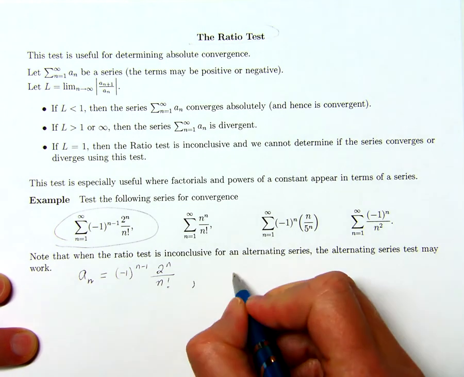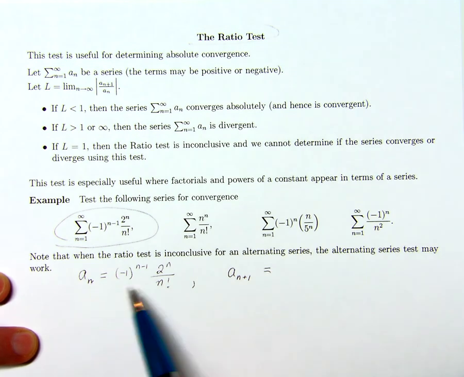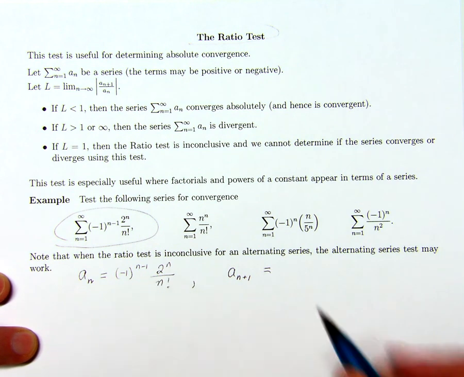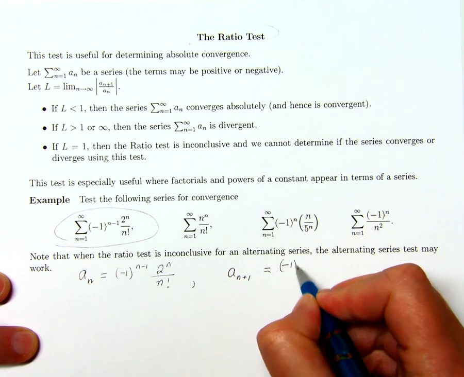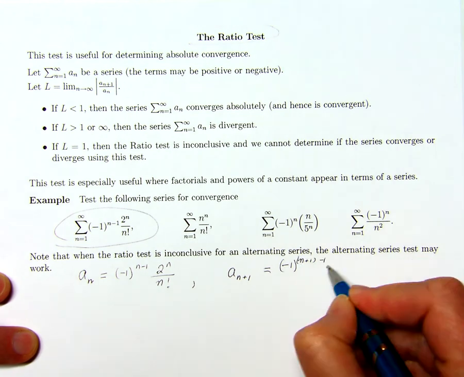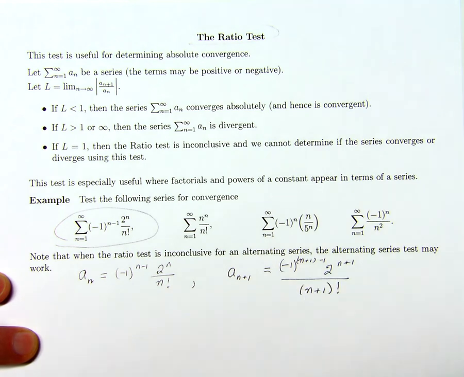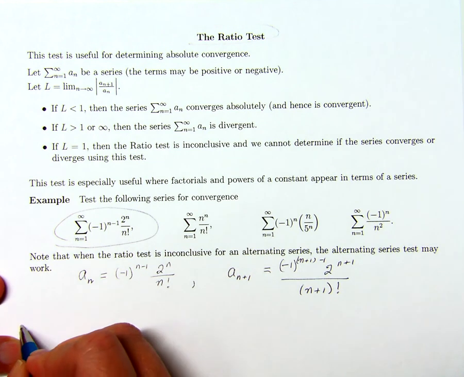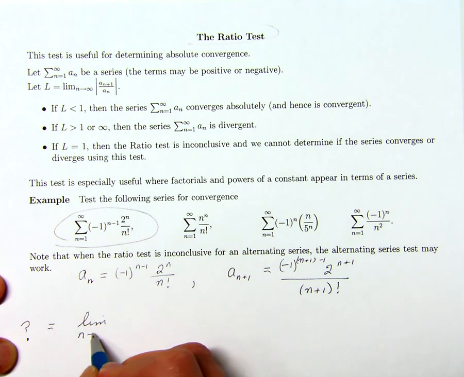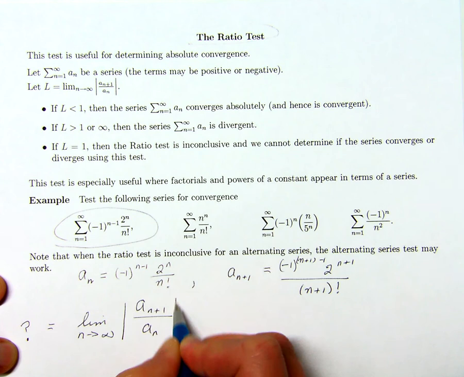Now, how do I find the n plus 1th term here? Well, it's actually quite easy. I just take this formula for the nth term in terms of n, and everywhere I see an n, I replace it by n plus 1. So I get the n plus 1th term is minus 1 to the n plus 1 minus 1 times 2 to the n plus 1 over n plus 1 factorial. And now the limit I have to calculate is the limit as n goes to infinity of the absolute value of the n plus 1th term over the nth term.